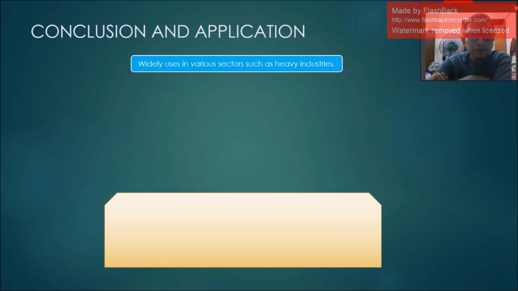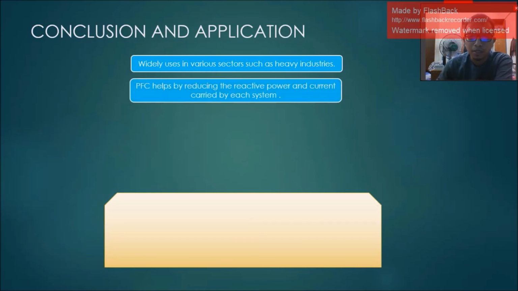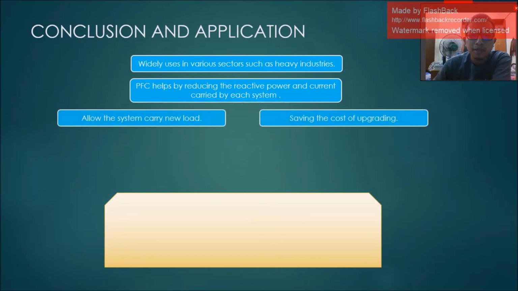Okay, so conclusion and application. We all know that PFC has been widely used in various sectors such as heavy industries like factories, big companies and big plants. PFC helps by reducing the reactive power and current carried by a system. It allows the system to carry new load, and it affects the cost of the company. It will save the cost of upgrading. The company does not need to upgrade many things.